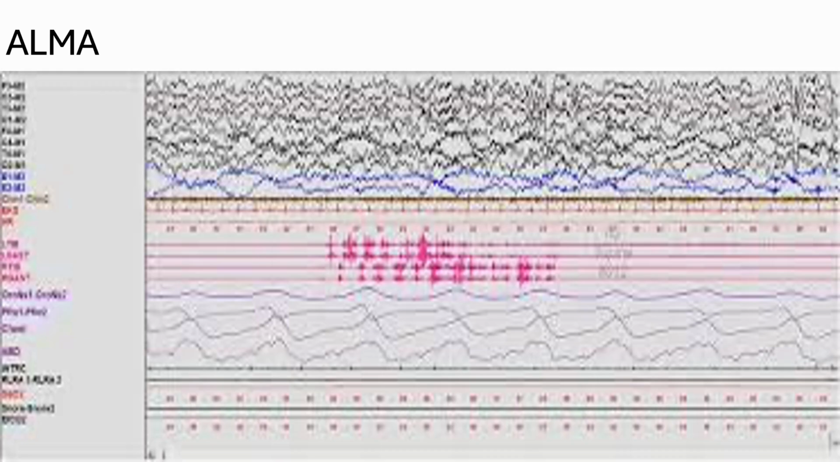This is pretty fuzzy, but the important thing is you can see the legs. You've got 2 electrodes on each leg, and we have alternating: boom, right, left, right, left, right, left, right, left, right, left, right. This is ALMA.